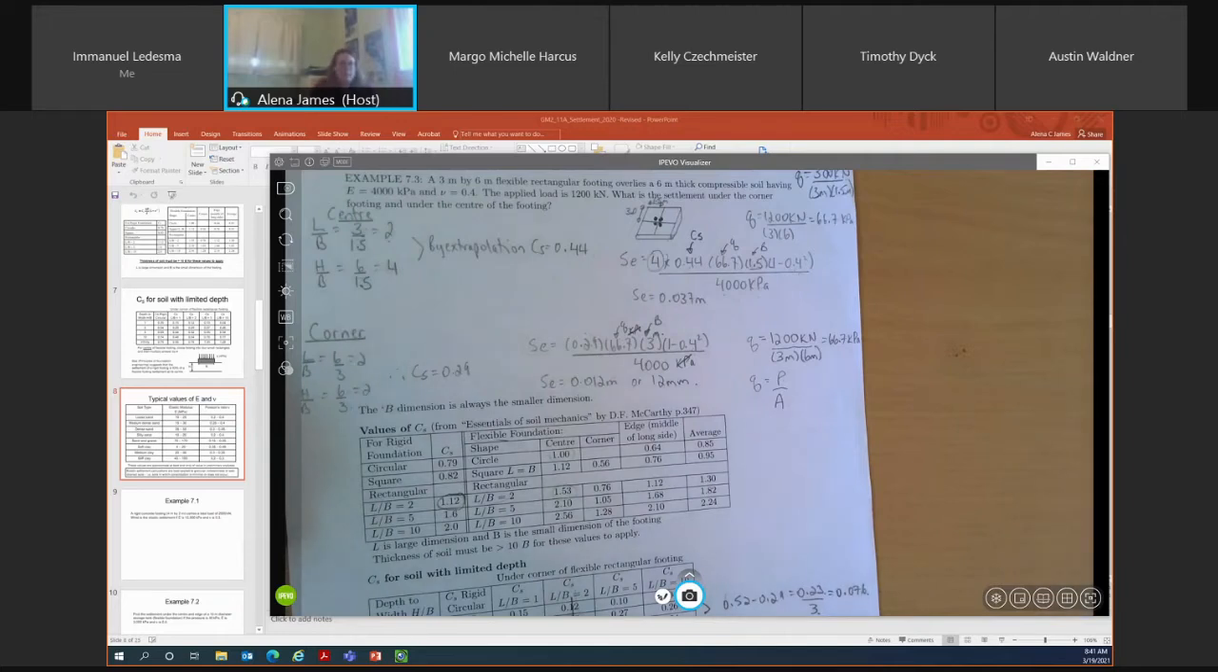The one thing that should be a takeaway from these problems: if you calculate the settlement at the center and the corner of a structure and you have a higher settlement value at the corner compared to the center, double check your calculations because that should never be the case. You should always be calculating a higher settlement at the center of the foundation than for the corner.